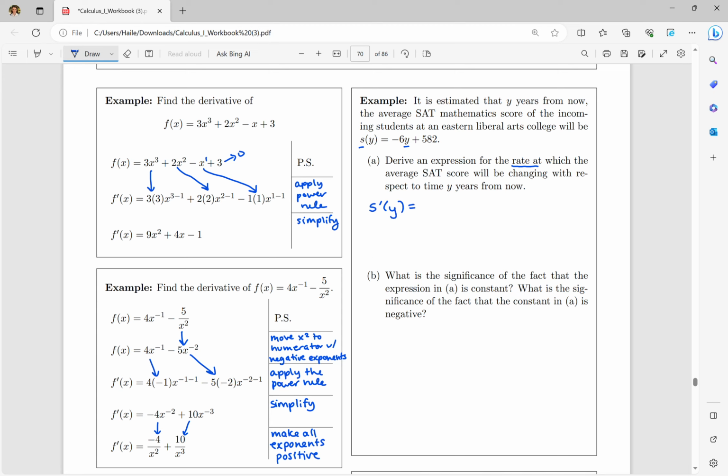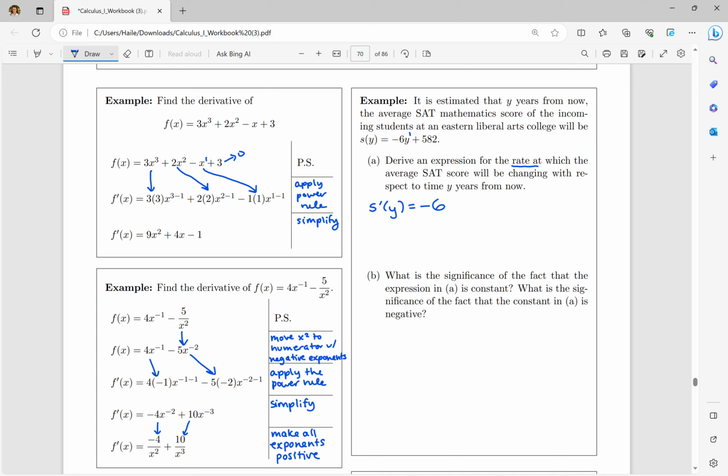Okay, and we can do that. So this is a linear equation. We can take a derivative with a power rule. So s prime of y is just going to be negative 6 because we move that exponent of 1 on the y down, and then if we subtract 1 from the exponent, we get 0, meaning that it's just going to be a number for our derivative. Okay, so that's our derivative.